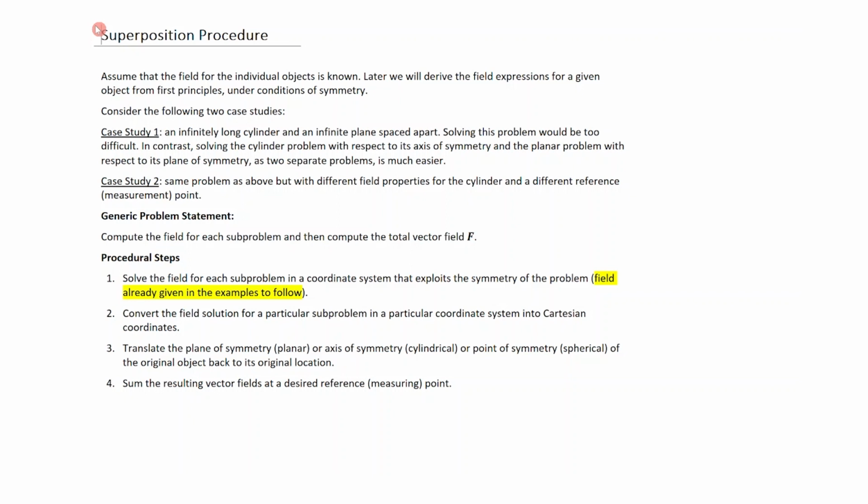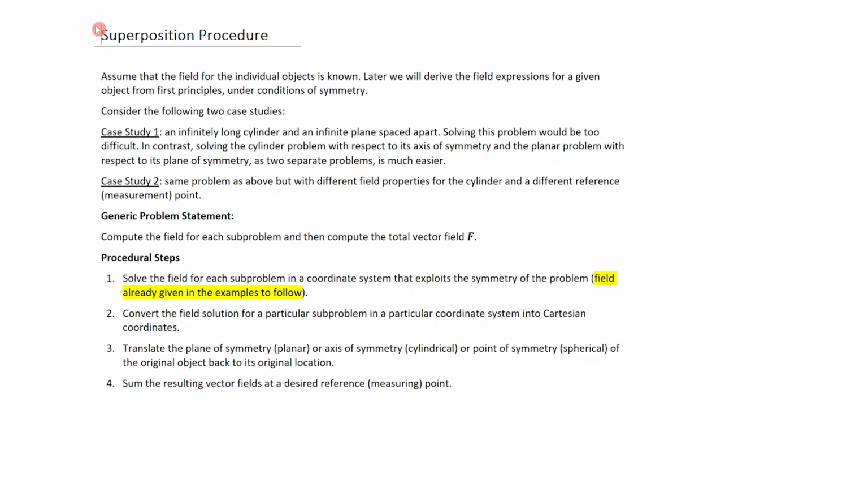This case study 2 is more or less the same problem as above, but with different field properties for the cylinder and a different reference or measurement point. In other words, where do we want to actually calculate the total field? All right, so the generic problem statement is as follows. Compute the field for each subproblem and then compute the total vector field. That's more or less how the problems will be set up.